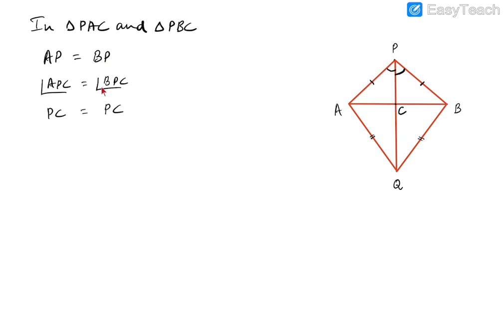So we now have a side, an angle, and a side. So that is SAS congruence. So side, angle, side. So by SAS rule, by SAS, we can now show that triangle PAC is congruent to triangle PBC. So once we have shown that these two triangles, the upper left triangle and the upper right triangle, are congruent to each other, now we can apply CPCT and say a few other things.